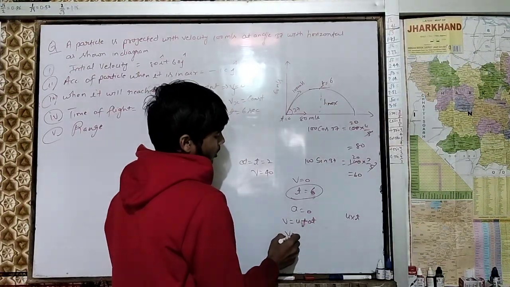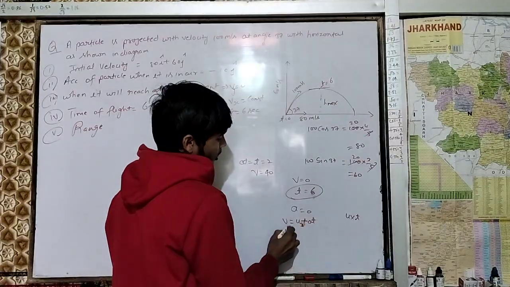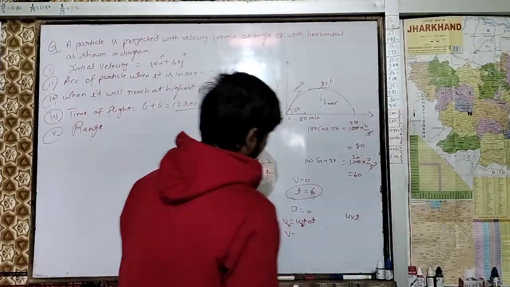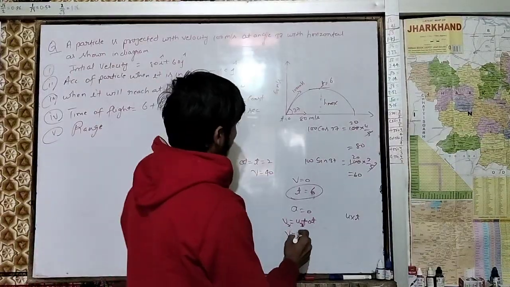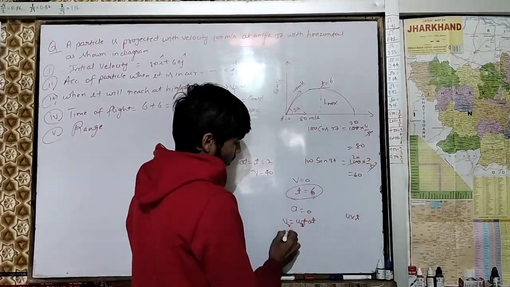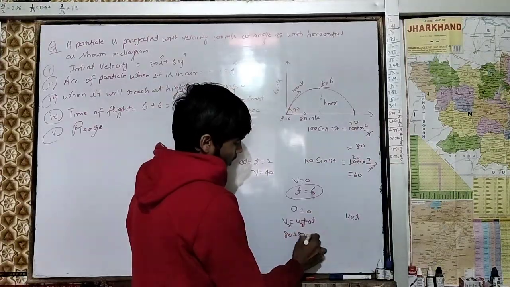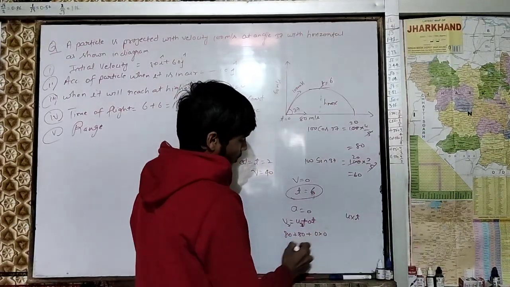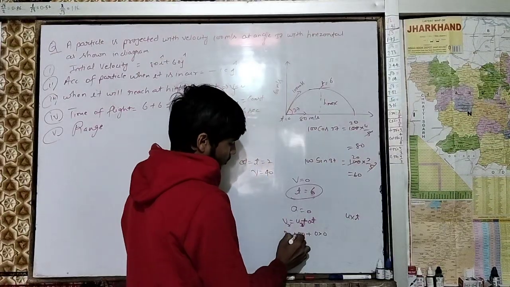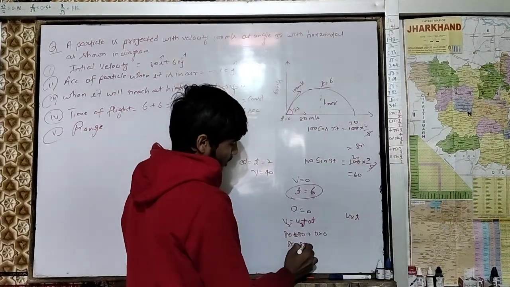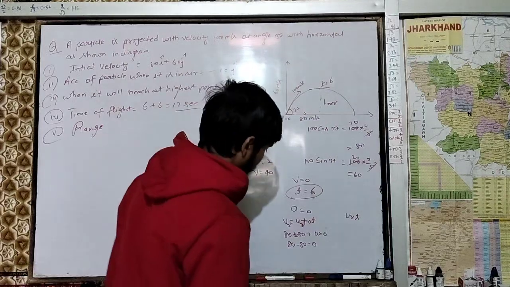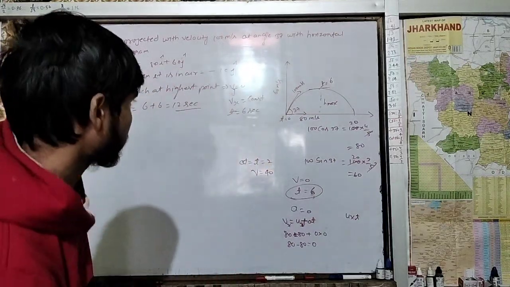And this is ux and vx. Ux is 80, and this will also be 80. A is going to be 0. A will become also 0. 80 minus 80, 0. Nothing is happening.